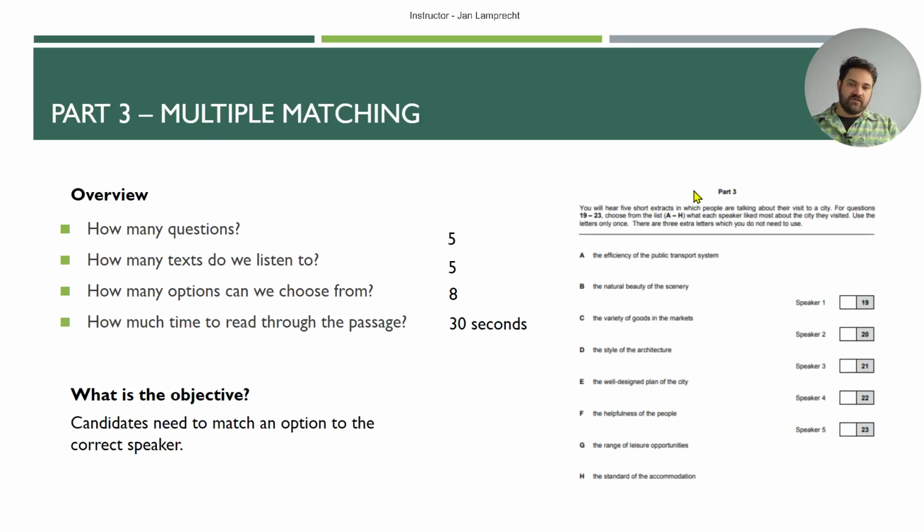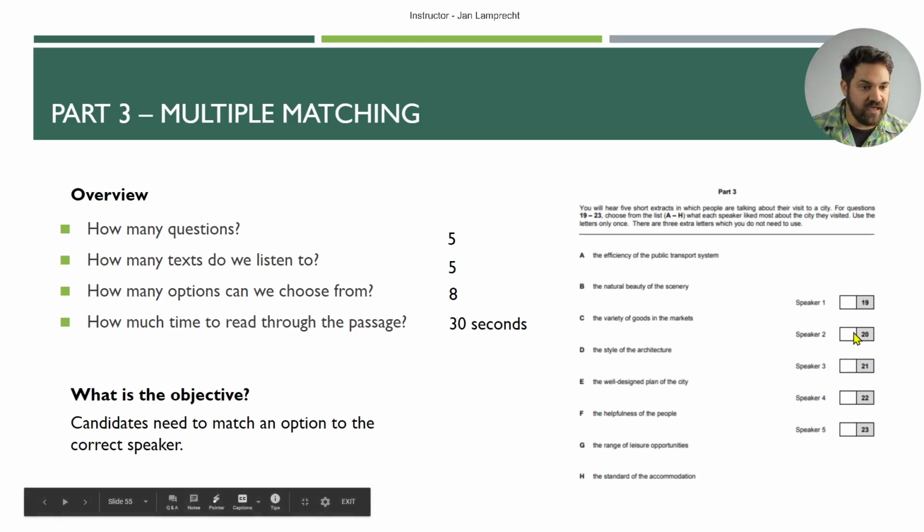Okay, so now part 3, multiple matching. This is a little bit more interesting. There are 5 questions, as you can see here, 1, 2, 3, 4, 5. Okay, and you will listen to 5 different audio tracks. How many options can you choose from? There are 8 here. The objective will be to say that, okay, speaker 1, you will listen to speaker 1, and speaker 1 is E. For example, speaker 2, you will listen, and then you will say C.